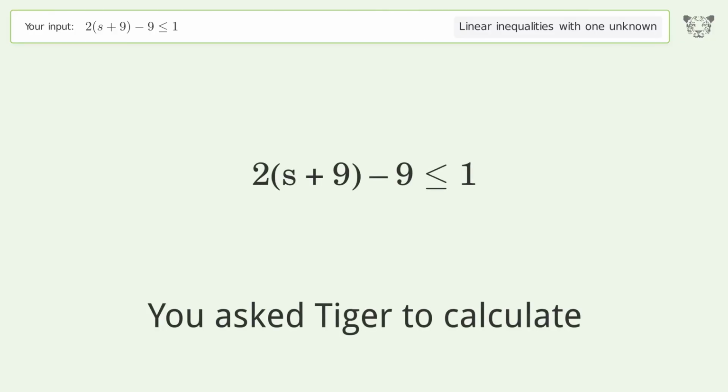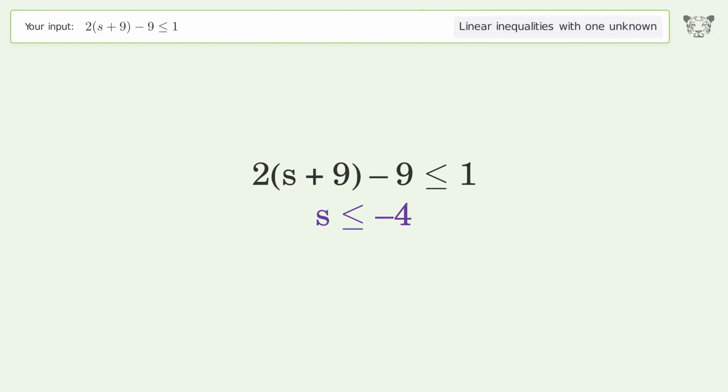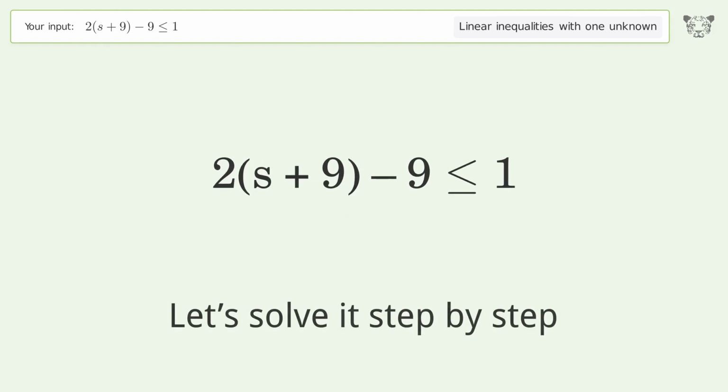You ask Tiger to calculate. This deals with linear inequalities with one unknown. The final result is s equal or smaller than -4. Let's solve it step by step.